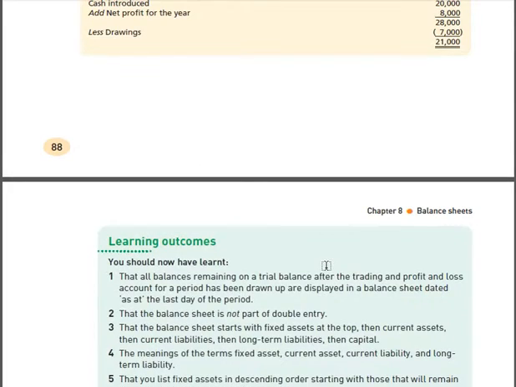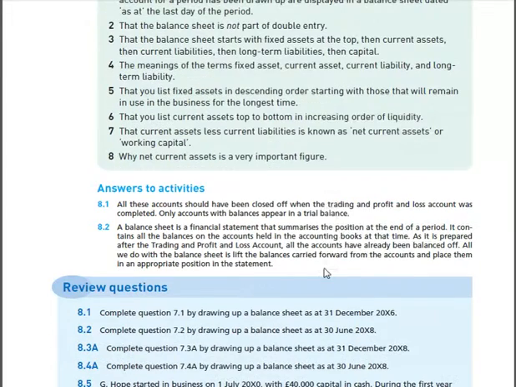And that's it for the balance sheet. Please do solve all the activities and we'll move on to the next chapter.